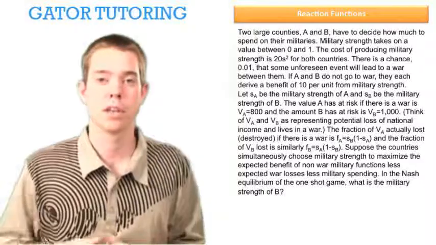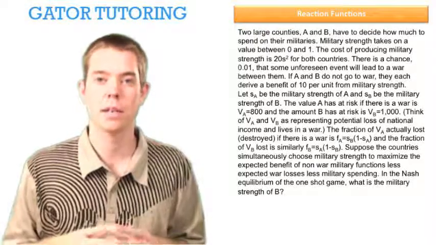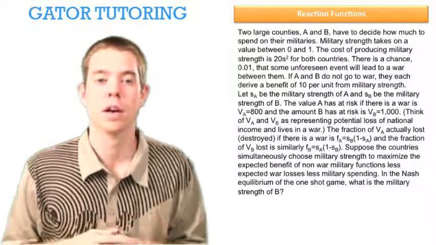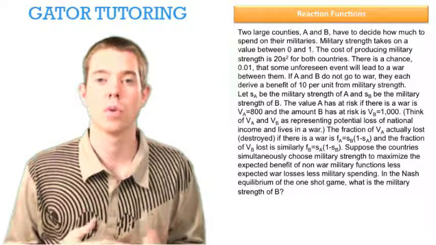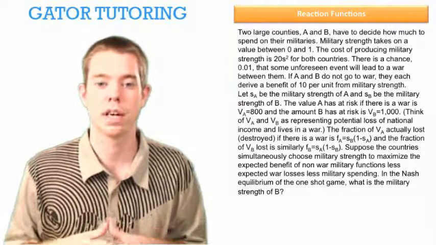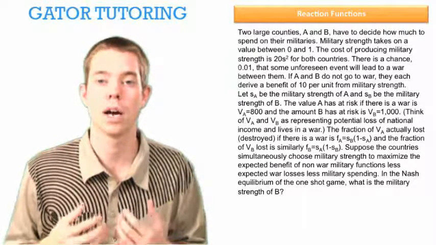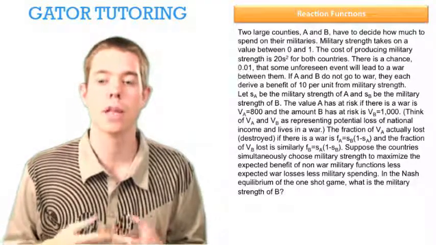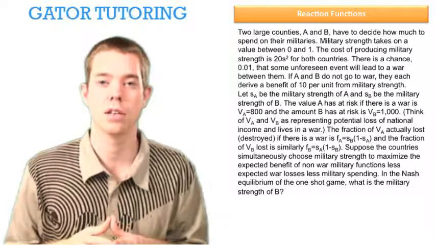The question starts out by giving us some information about countries A and B, the chances that they'll go to war, the cost of military strength, the value of their military if they don't go to war, and so on and so forth. And the actual question says, in the Nash equilibrium of the one-shot game, what is the military strength of B? And we're assuming that they're picking their strategies simultaneously.